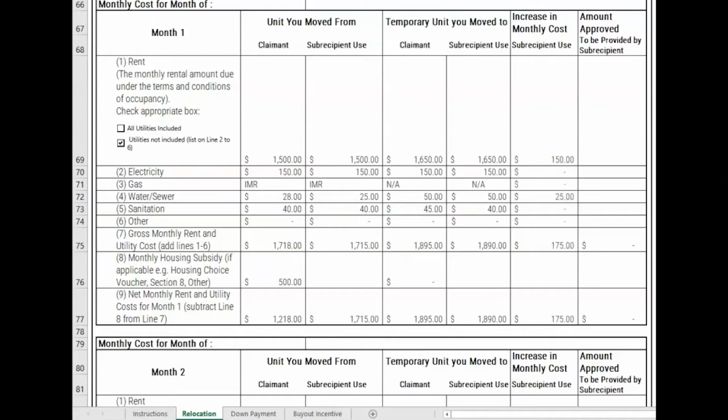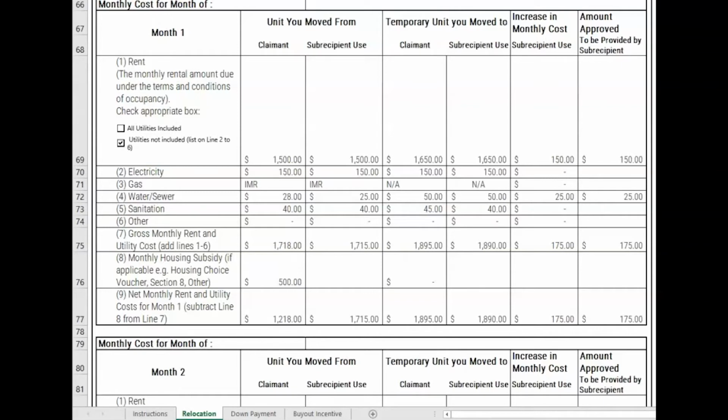For example, the applicant is currently paying $1,650 in rent at the temporary unit they moved to. However, previously, they had paid $1,500 in rent. $1,650 minus $1,500 equals a $150 per month increase in cost of rent. Finally, in the approved amount, the subrecipient should input the amount approved for relocation costs based on the increase in monthly costs. Subrecipients should complete the subrecipient use sections for each table that the applicant has completed.